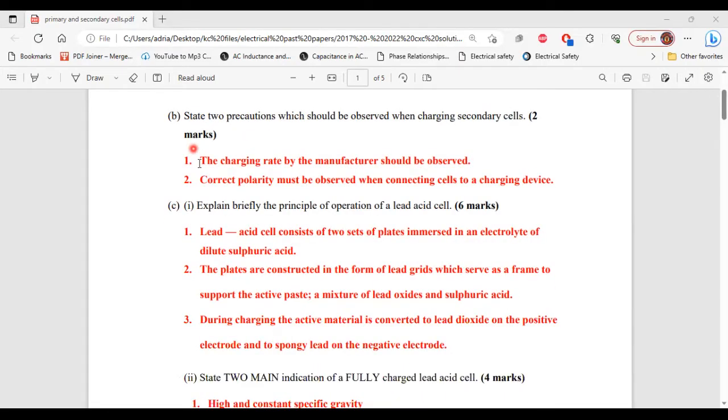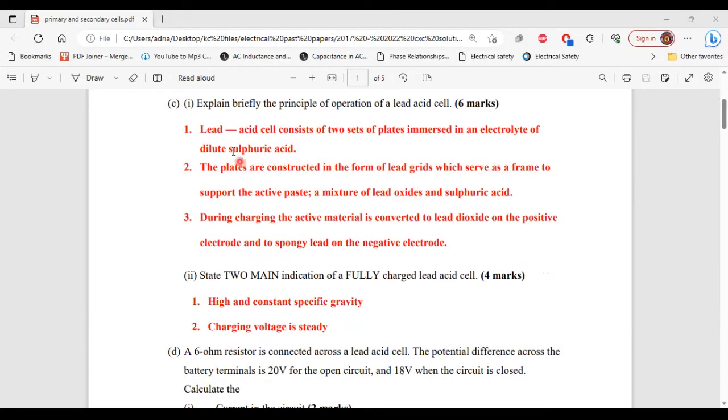For part B, it says, state 2 precautions which should be observed when charging secondary cells. The first precaution is that the charging rate by the manufacturer should be observed. The second, correct polarity must be observed when connecting cells to a charging device. All right, so that's it for part B.